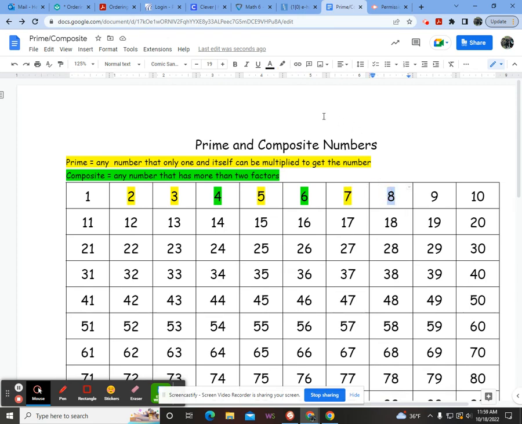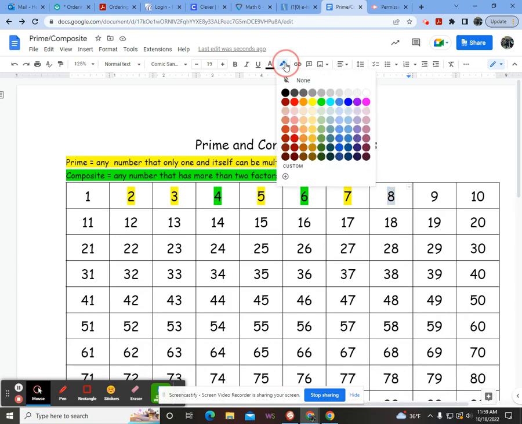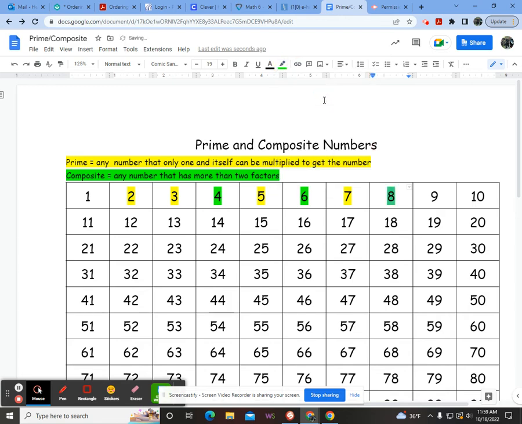The number 8, what do we think? Prime or composite? You can just nicely say it. I hate to say yell it out because I don't want you literally yelling it out, but you can say it out. How about that? Number 8, prime or composite? Composite. It's going green. You have 1 and 8. You have 2 and 4. So there's more than 2 factors.